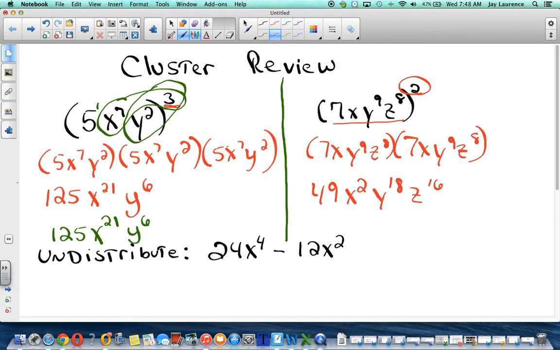Now, some of you using the shortcut will get the wrong answer. Some of you using the shortcut will get 49x y to the 18th z to the 16th. If that's you, if you're a person who is wondering where this x squared came from or know you would miss it, please, when you don't see an exponent, put a little 1 there. And then you can multiply the 1 times the 2, and sure enough, you will get x squared.